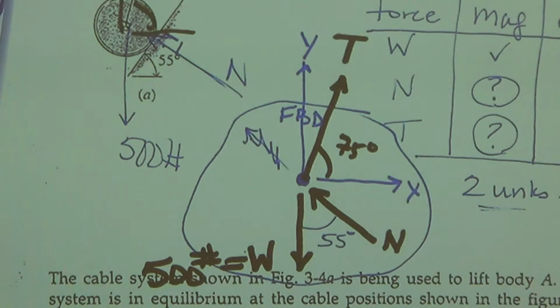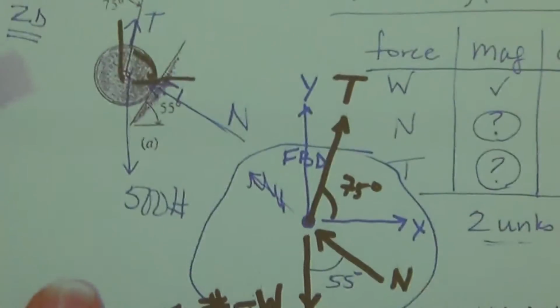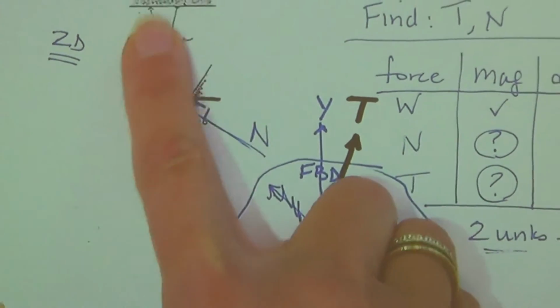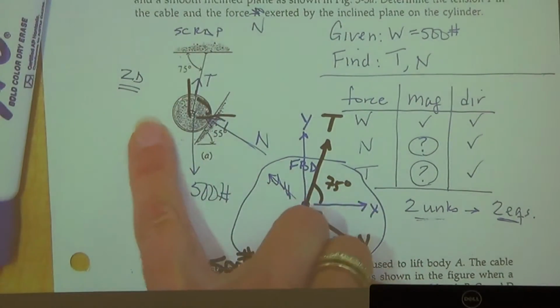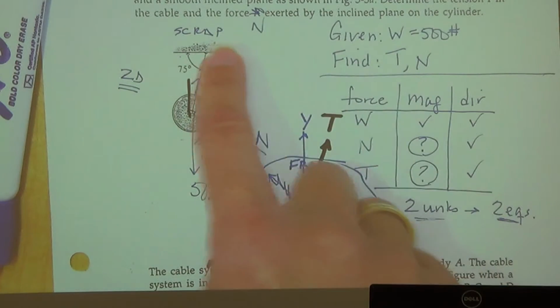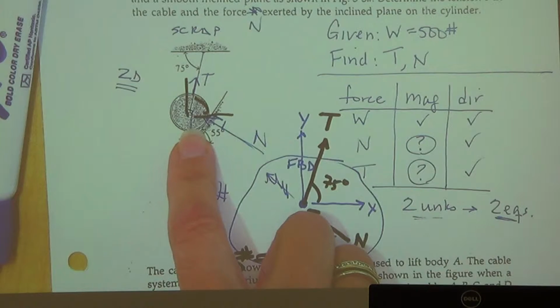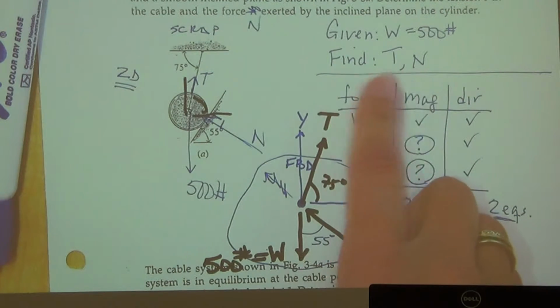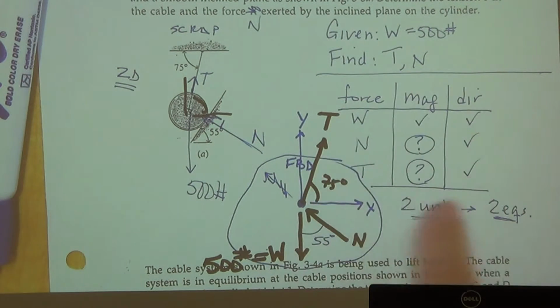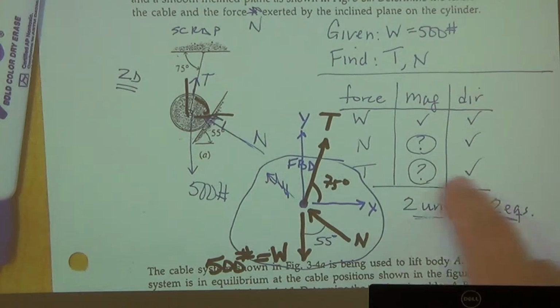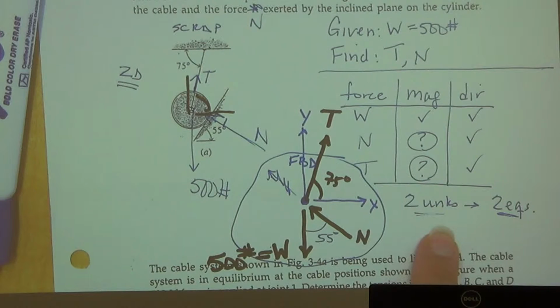Okay, so what did we do? This is the beginning of the statics problems, right? Step one, setup. We looked at the picture, we read the words. We know it's a 2D problem. We read the words to figure out what information is given that's not in the picture, and then to find out what they want to find. Then we made a table. We listed all the forces and what their magnitudes and directions are to determine how many unknowns we have.